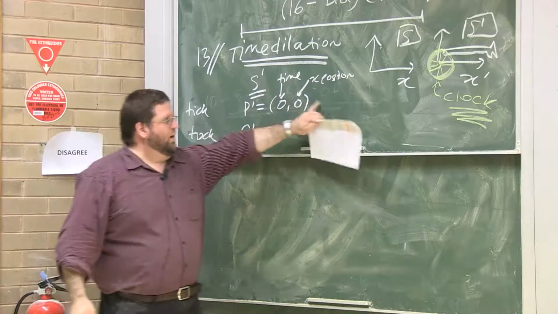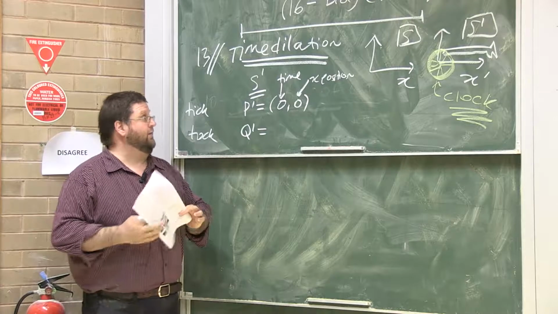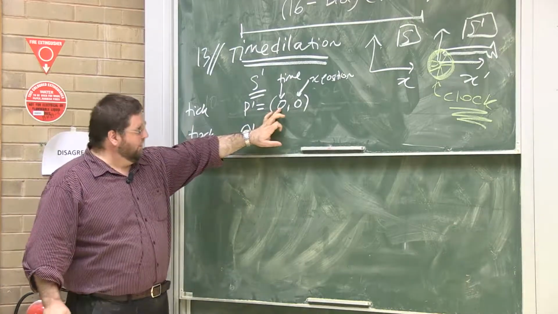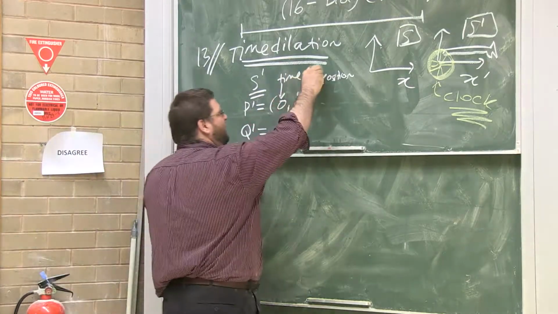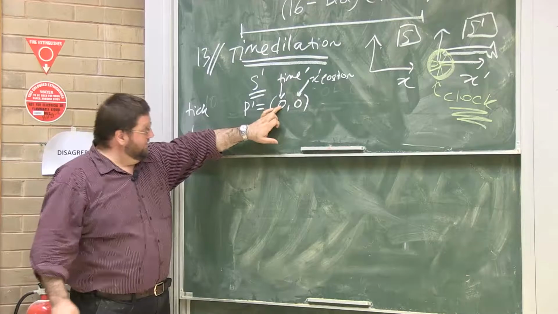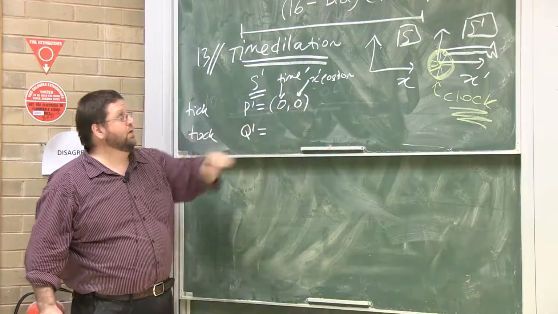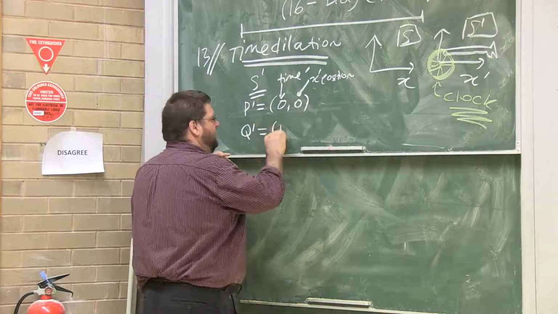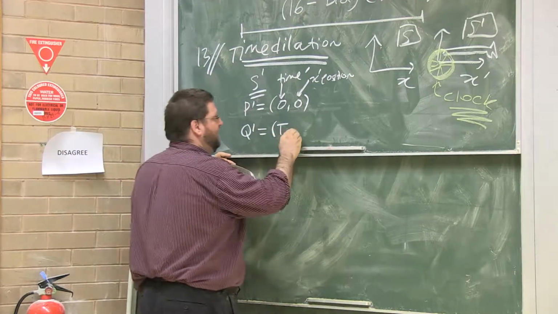I could write down the y and the z variables, but they're just going to be doing nothing, so I'm going to leave them off, time and position. And so my tick is going to occur at the origin of S prime. This is time prime, right? Origin of S prime, the origin of space and the origin of time. That's my tick. My tock, by construction, by definition, by decree, will happen t0 seconds later.